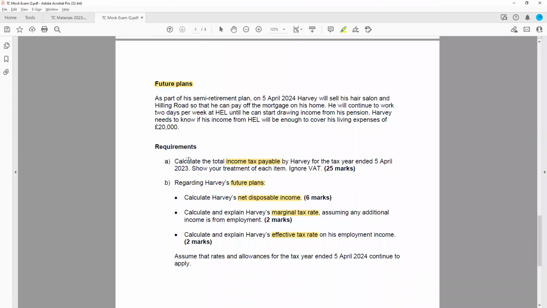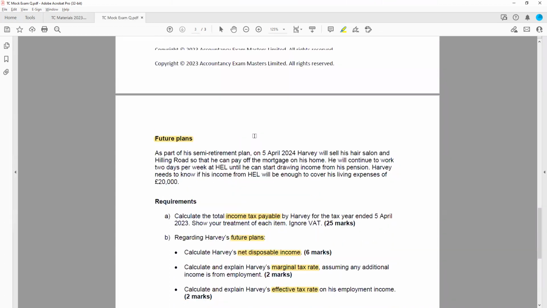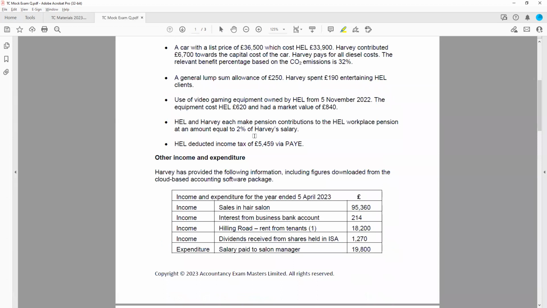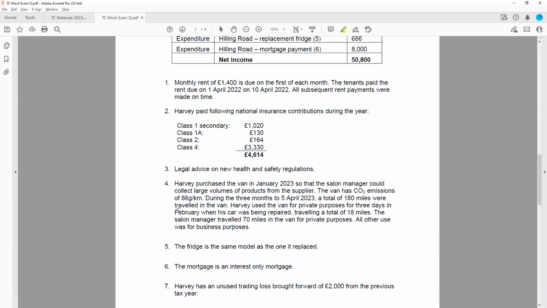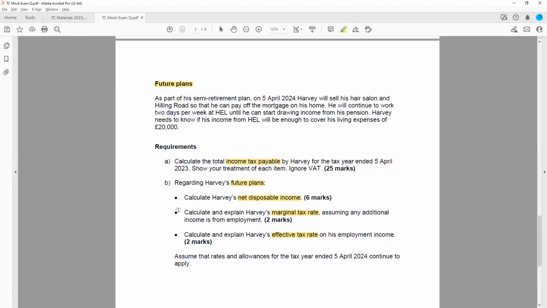And then we've got future plans. So you can see why there's so many marks for this first part here. It looks as though this person's got quite a lot of different types of income that we're going to have to go through and deal with in the income tax computation.